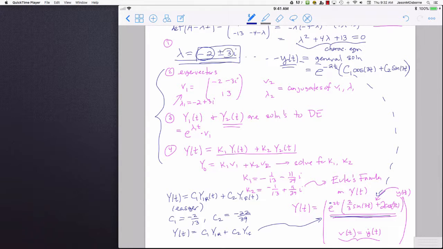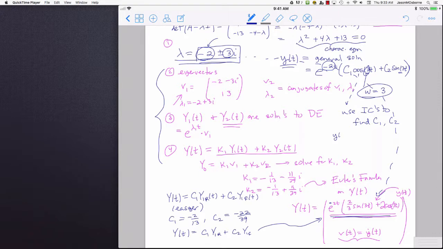The 3, being the imaginary part of the complex number, is showing up in the frequency term. This is typically what I'll call omega. Omega is 3 in this problem. And here the negative 2 is the real part of the eigenvalue. It's showing up in this exponential term. And then you would just have to use the initial conditions to find the constants, C1 and C2.